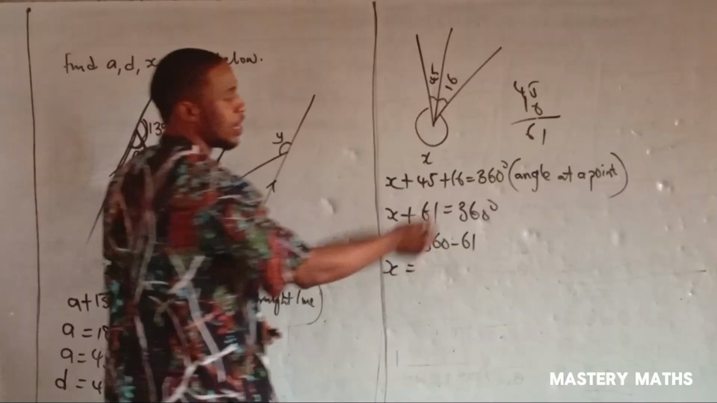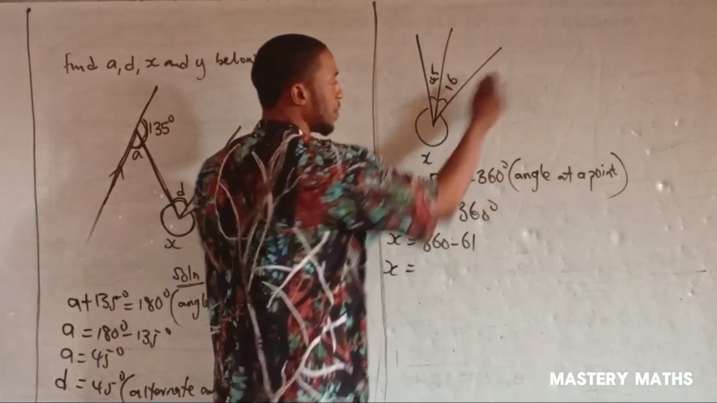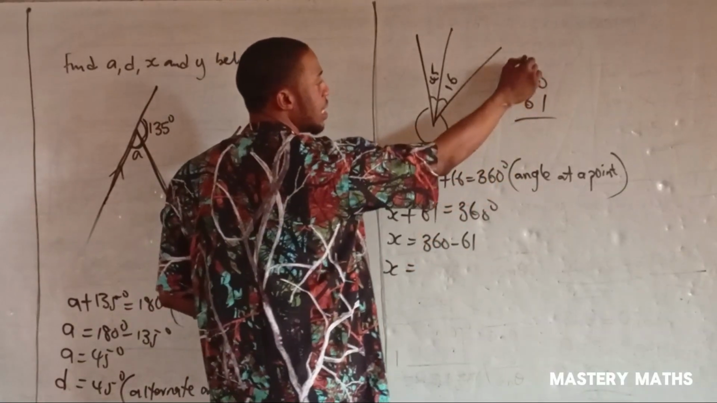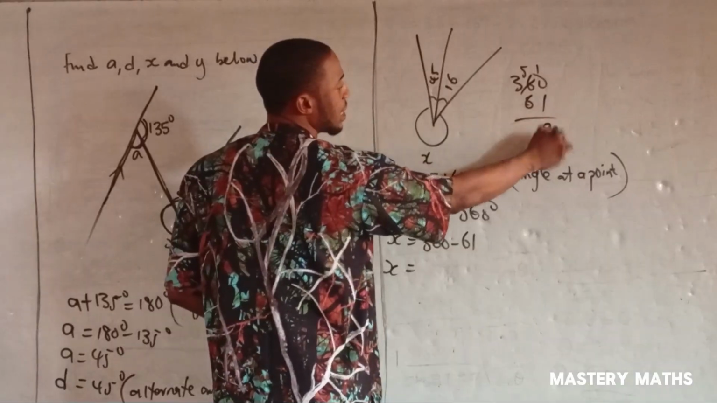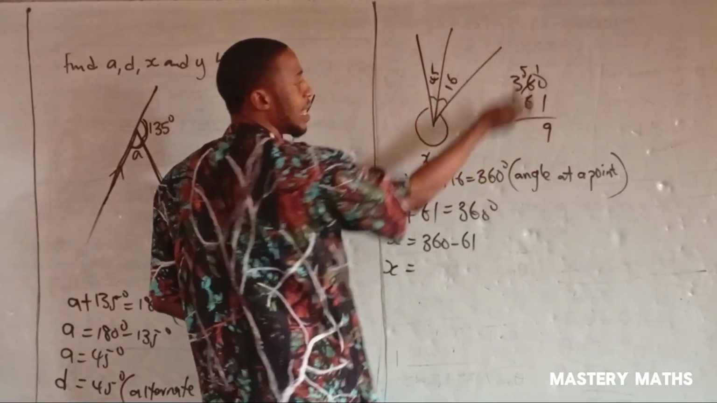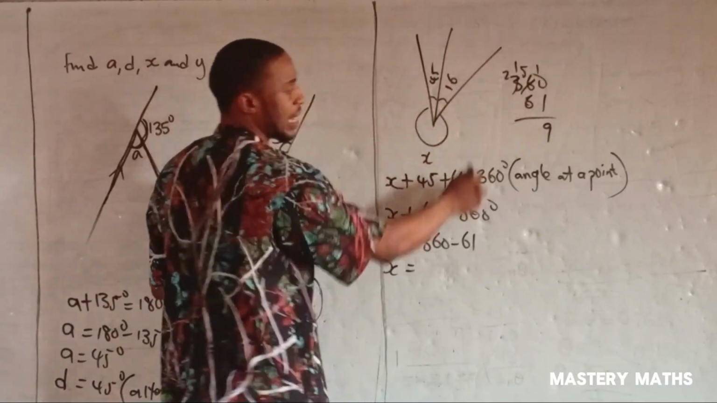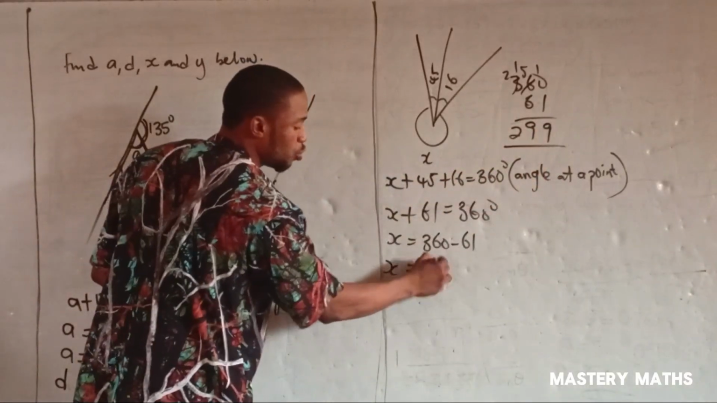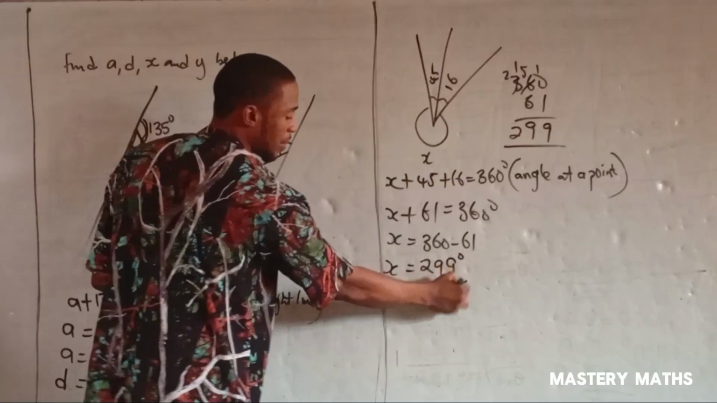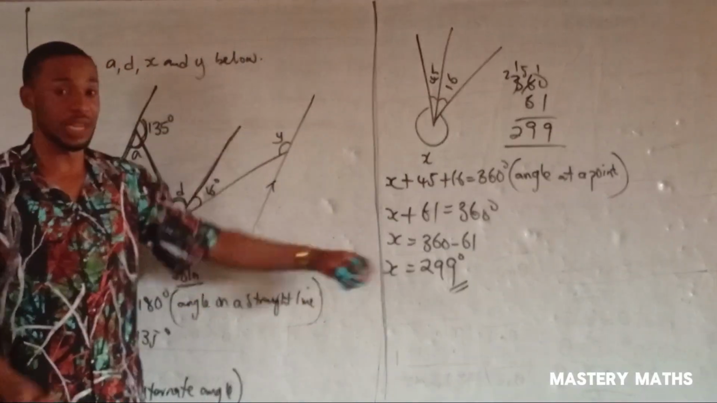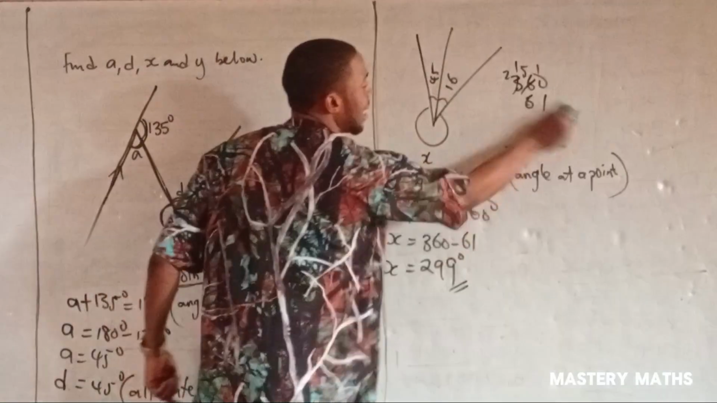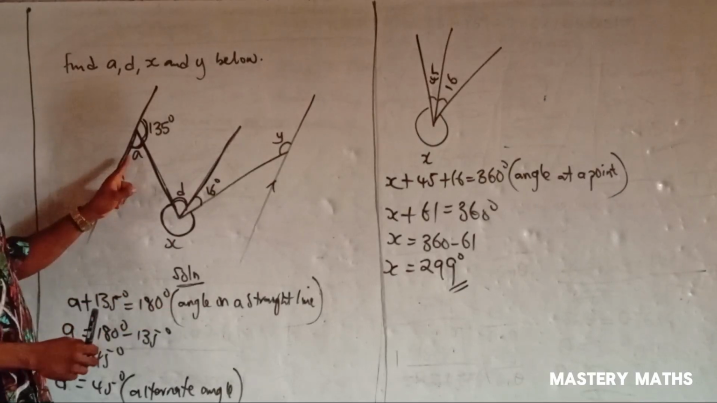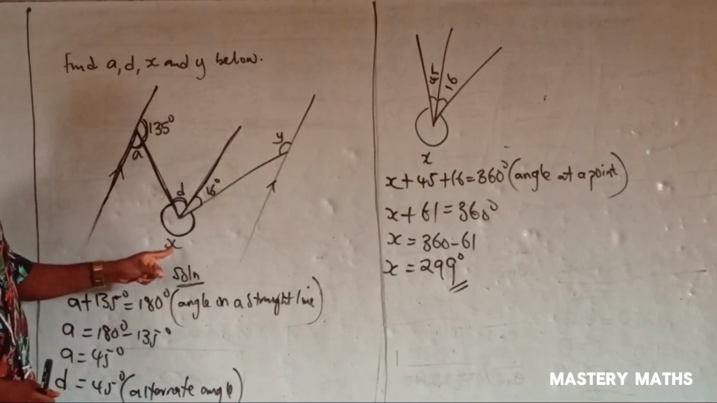So you say your X, and you subtract 360 minus 61. You say here is 5, you take 1, 10 minus 1 is 9. 5 minus 6, you take 1 and add here, this remaining 2 here is 10. 10 minus 6 is 4, plus this is 9. It becomes 299 degrees. We've gotten our X, 299 degrees. You've seen it? So we've gotten our A, D, and X.